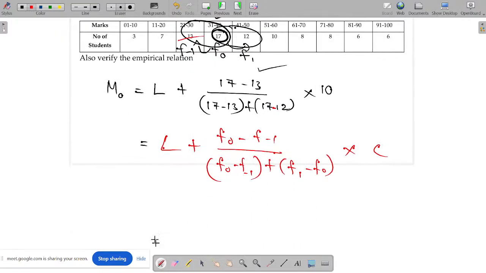Or we can still further simplify this. You can write it as L plus, let the numerator be as it is, and the denominator, see, I have something I missed out. F naught, F minus 1, F1.